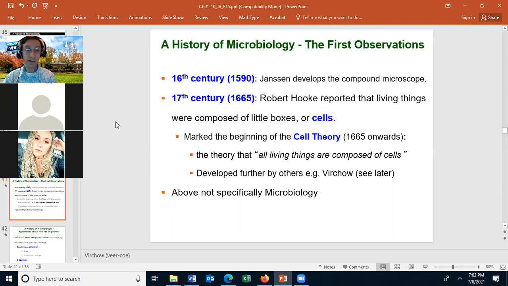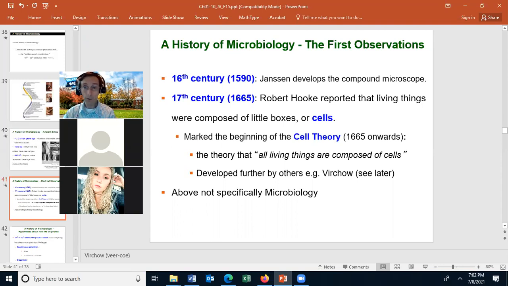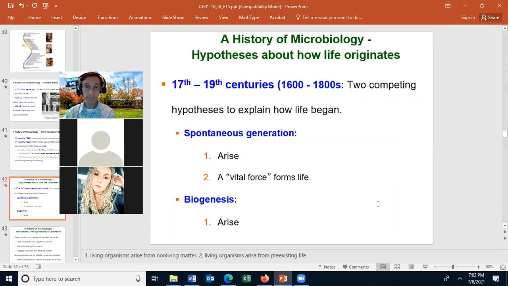The above is not specifically microbiology, but it was events that were important and had to happen before microbiology could happen. The history of microbiology largely concerned two hypotheses about how life originated, and these two hypotheses were competing with each other to explain how life began. Some people believed that life arose by spontaneous generation, where life arose from the elements after a vital force came in.